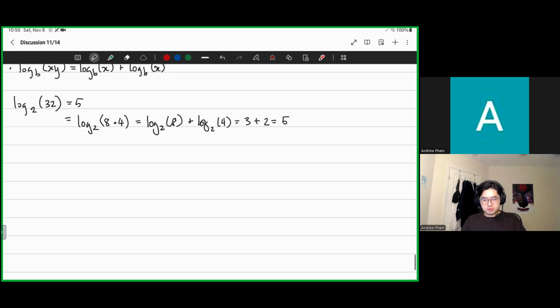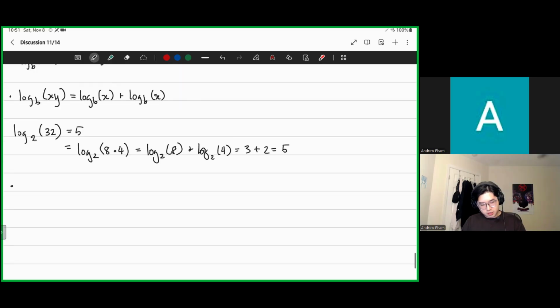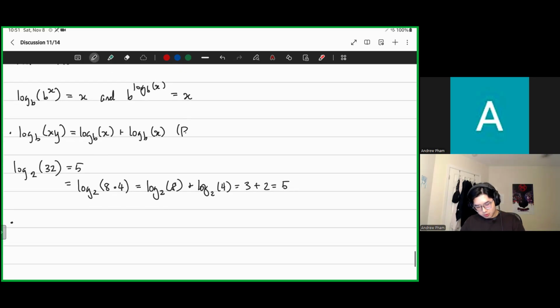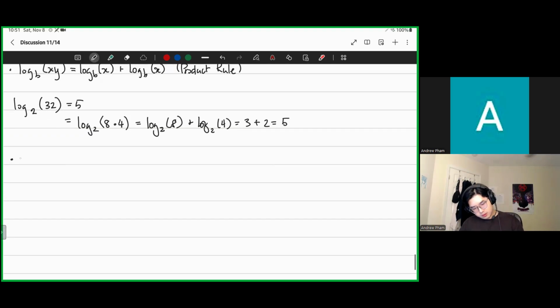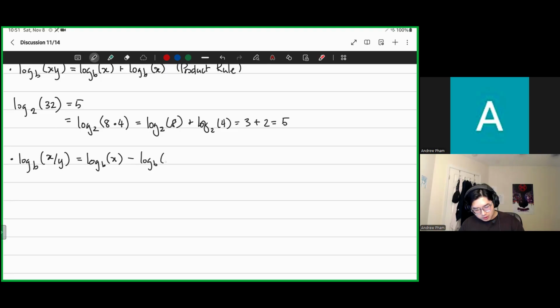Along with the product rule, we also have the quotient rule. So if I label this the product rule, I also have the quotient rule, which basically states if I have a division instead of multiplication, it acts quite similarly. Instead of addition, log base b of x over y is simply log base b of x minus log base b of y. So this is the quotient rule. Your quotient as in division.